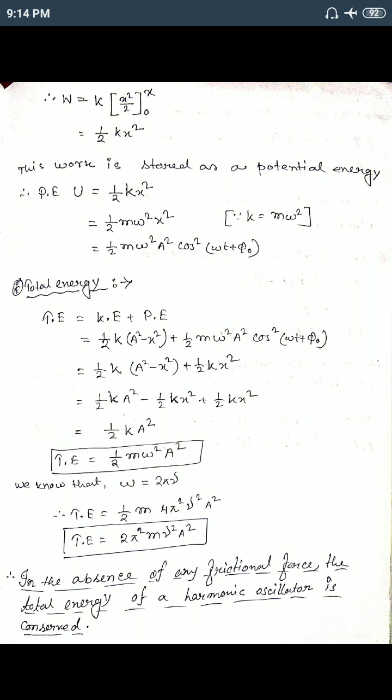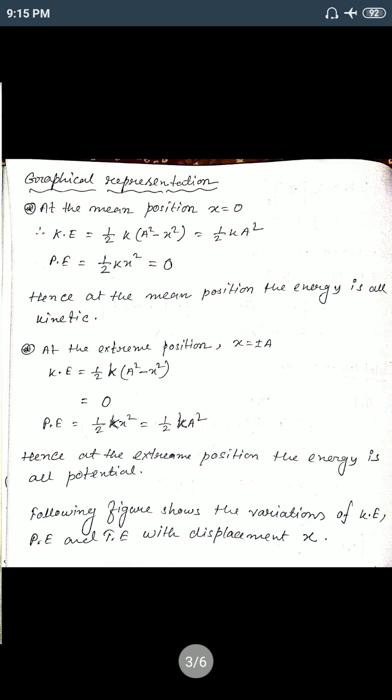So we can say that the total mechanical energy of a harmonic oscillator is independent of time or displacement. In the absence of any frictional force, the total energy of a harmonic oscillator is conserved. From this it is clear that the total energy of a particle in SHM is directly proportional to the mass of the particle, directly proportional to the square of its frequency nu, and directly proportional to the square of its amplitude a. All are directly proportional to each other.